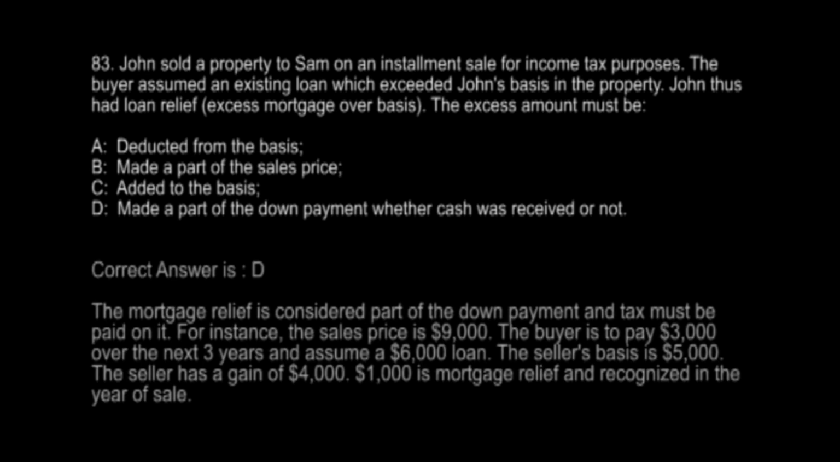Correct answer is D. The mortgage relief is considered part of the down payment and tax must be paid on it. For instance, the sales price is $9,000. The buyer is to pay $3,000 over the next 3 years and assume a $6,000 loan. The seller's basis is $5,000. The seller has a gain of $4,000. $1,000 is mortgage relief and recognized in the year of sale.